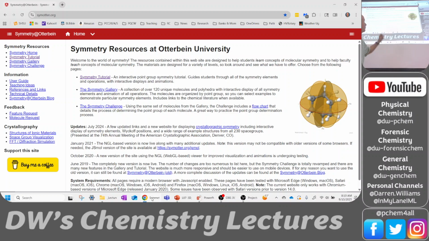All right, so here we are. We're going to do the tutorial first up here in the upper left, and then we're going to do the gallery, and we'll pick a few molecules and look at their symmetry elements. But we'll get some of the gallery in the tutorial, and then we're going to do the symmetry challenge, okay? And the symmetry challenge is what you want to work through with the flow chart. So when we get to that point, I'll pass out the flow charts and then we'll be ready to go. Okay, so let's go to the symmetry tutorial.